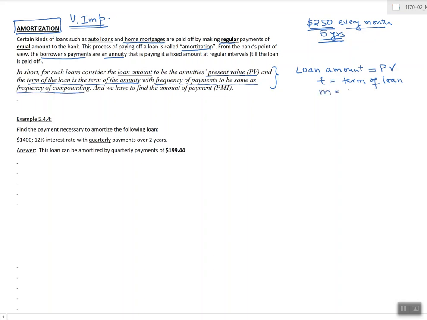So M is obviously the frequency of payments, and what we have to find is the payment, monthly or quarterly or yearly. So PMT is what we are normally looking for.